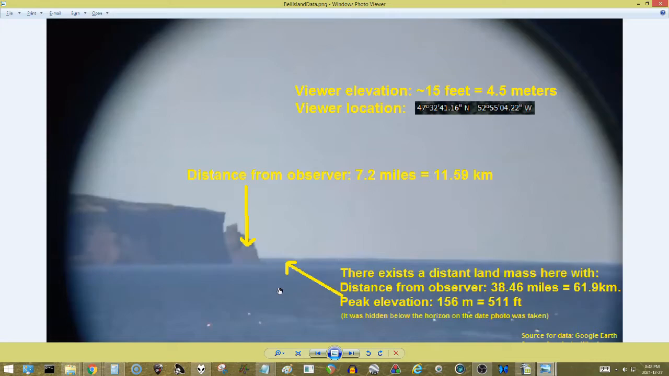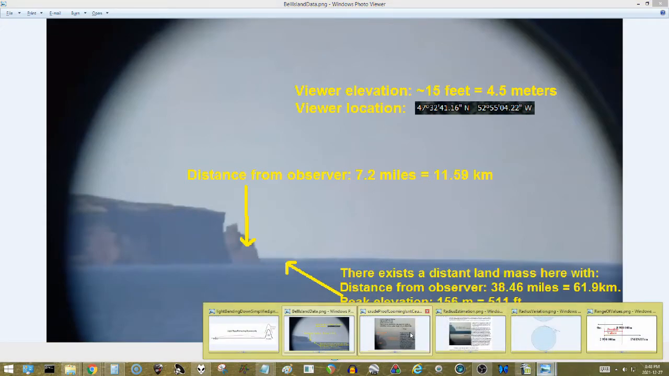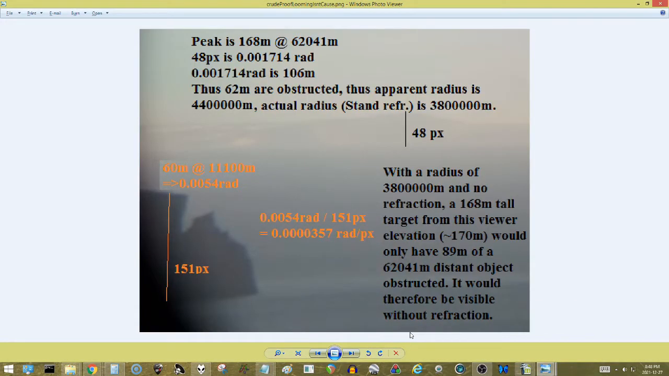Is looming bringing an otherwise totally hidden target into view? No. I did a very crude analysis to show why. I need to know the height of the edge of Bell Island for this. I estimate it to be about 60 meters from Google Earth, but it's probably higher. But 60 meters is near the worst possible case. Even using 60 meters, I predict that without refraction, I would still see some of the target. You can pause and go through this if you want.